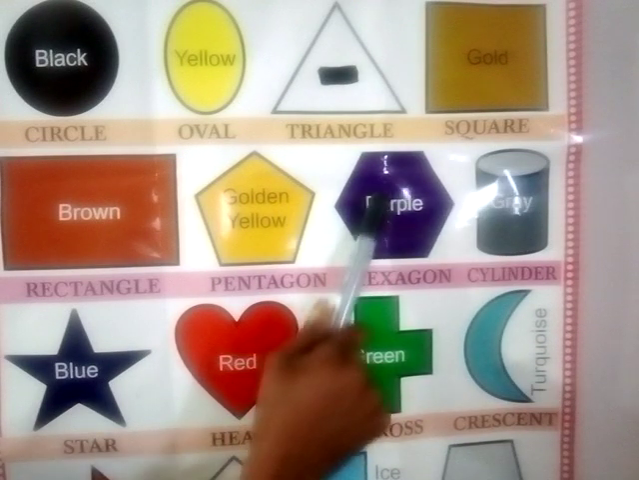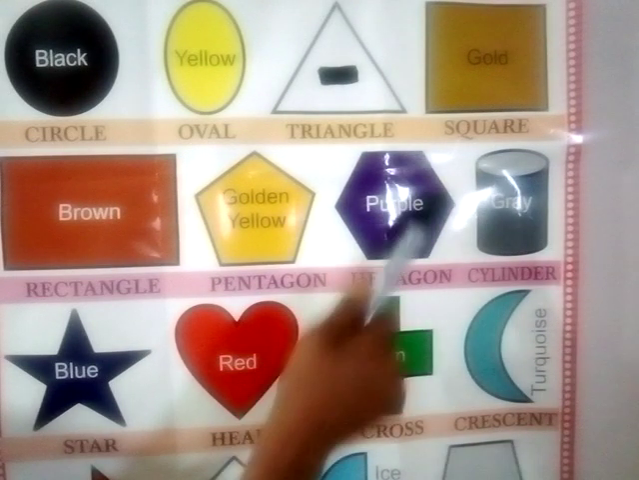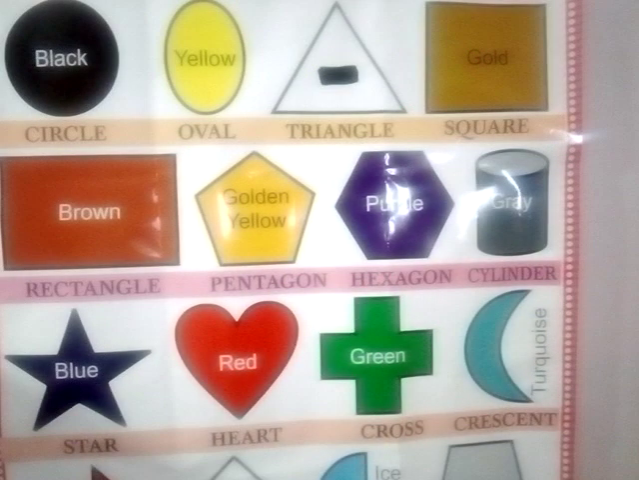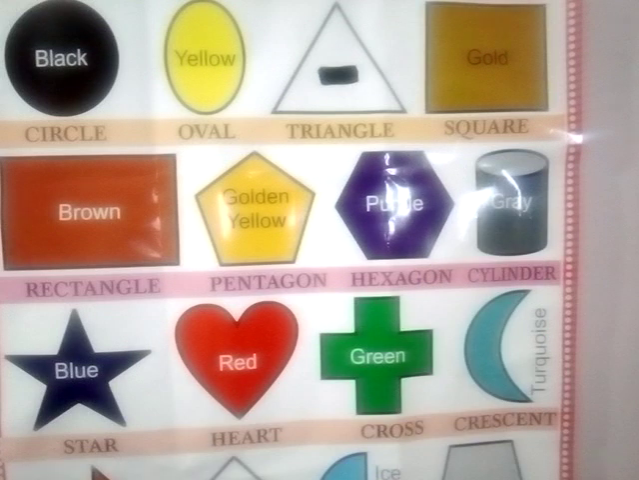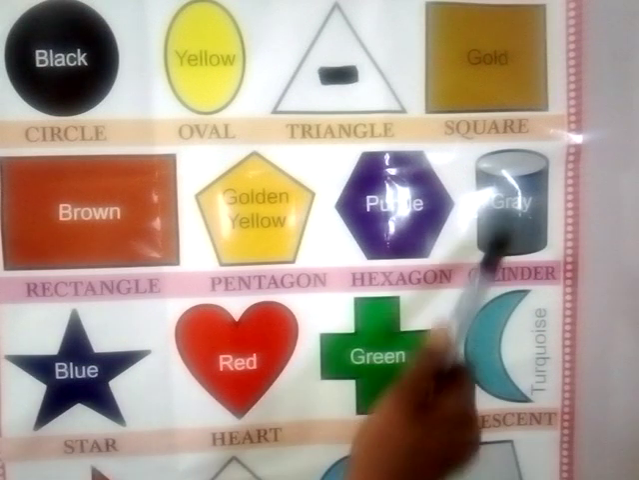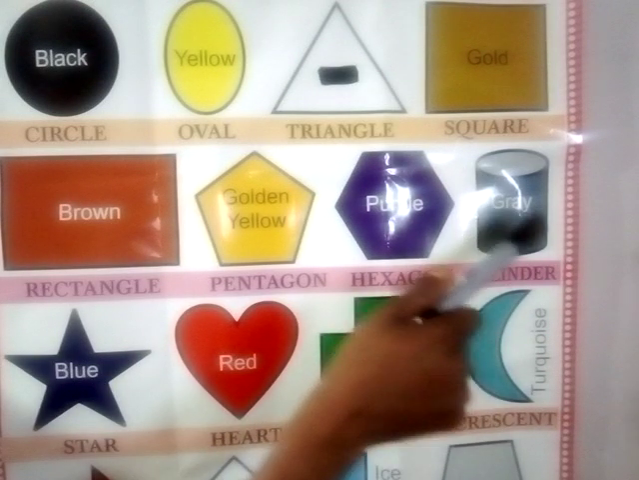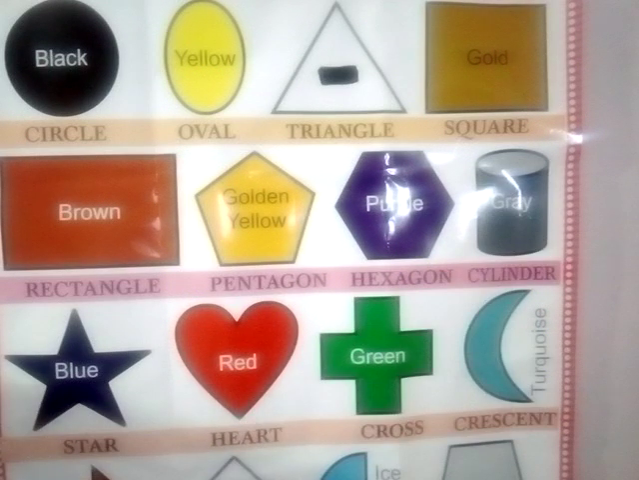And then after that you have purple. This color is called purple. And then the next one is gray color. Now this gray color, this American spelling, the British spelling is G-R-E-Y, not A-Y. All right. Okay, so the next one we have here is a star.